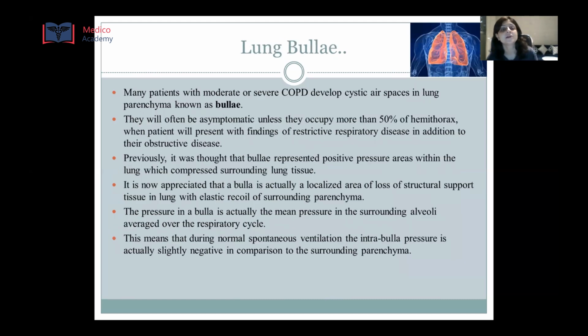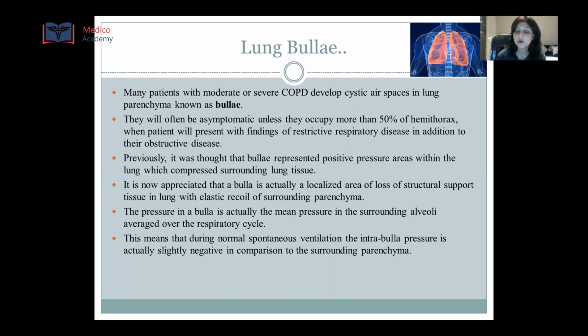Now, lung bullae. Many patients who have moderate or severe COPD develop cystic air spaces in the lung parenchyma, which are called bullae. They will often be asymptomatic unless they occupy more than 50% of the hemithorax, when the patient will present with findings of restrictive respiratory disease in addition to the obstructive disease.